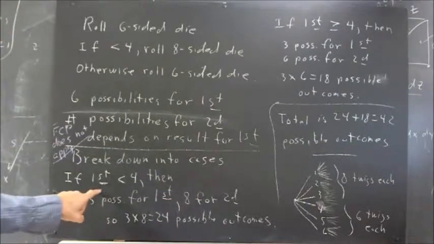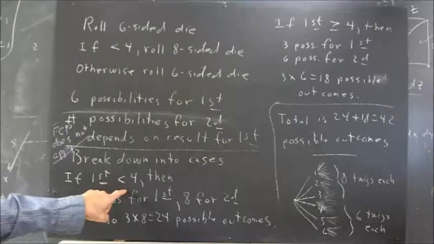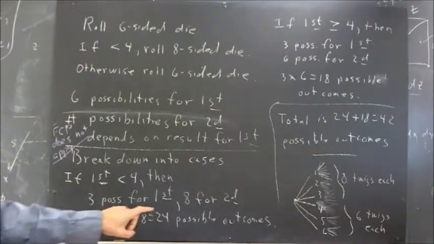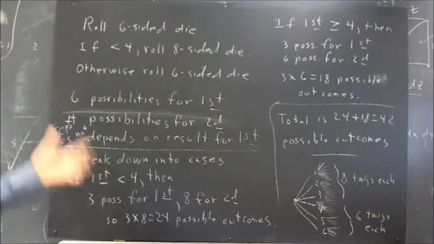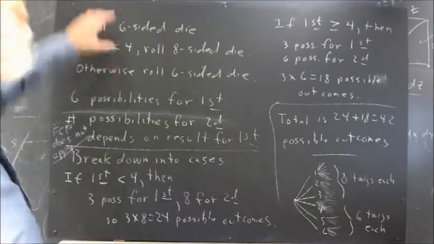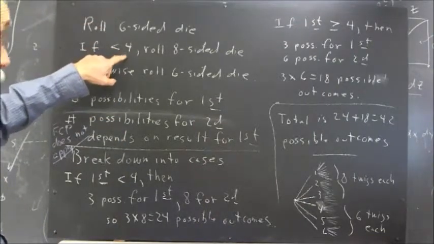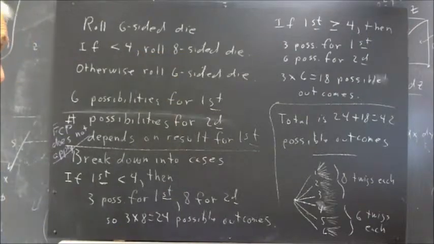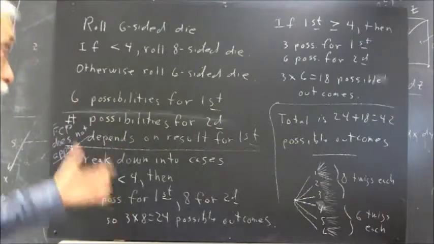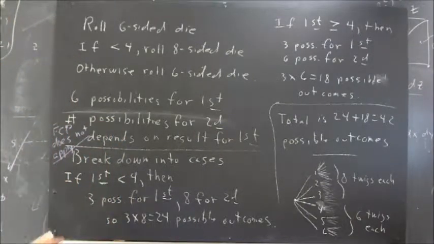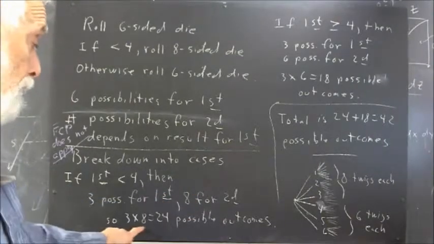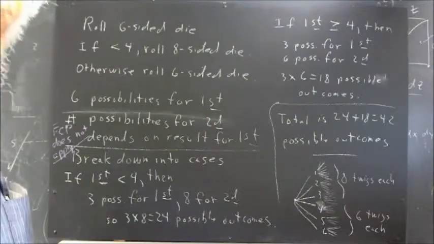So the first case is the first die is less than 4. In that case, there are 3 possibilities for the first, because it's less than 4, that means 1, 2, or 3, and 8 possibilities for the second, because since we've rolled a 1, 2, or 3, we have less than 4, we're going to roll the 8-sided die. Subject to the restriction that the first die is less than 4, there are 3 possibilities for the first and 8 possibilities for the second, giving us 3 times 8 equals 24 possibilities.